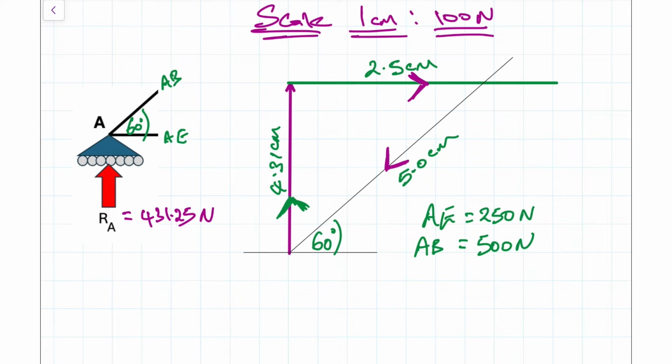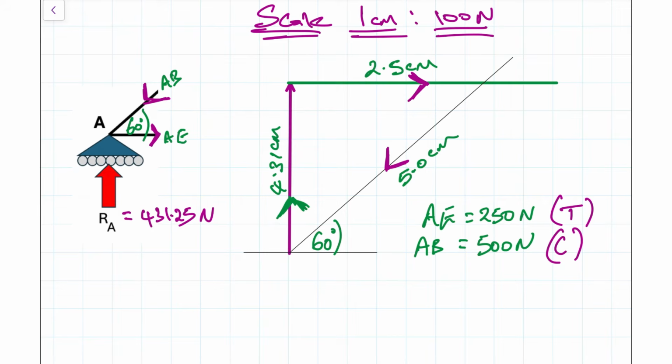So what that tells us is that on our diagram, we're going to insert these arrows exactly the same. Just like we have on the drawing there, AE is going away from the joint like that, and AB is going towards the joint like that. And if the arrow is going towards the joint, then that member is going to be compressive. So AB is going to be a compressive member, and AE, it's pointing away from the joint, so AE is going to be a tensile member.